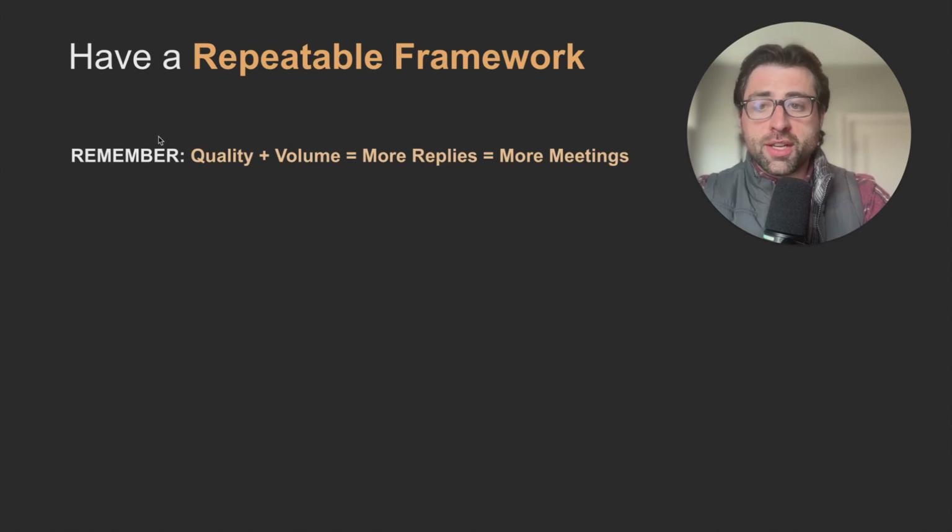Volume without quality is useless. You've got to set a base repeatable structure, that's quality in place. But volume is just as important to the equation, because in order to book more meetings, you need more replies. The more emails you send, the more chances for replies you get. And when they're quality, you increase the odds that the replies are good replies and that they actually take meetings.